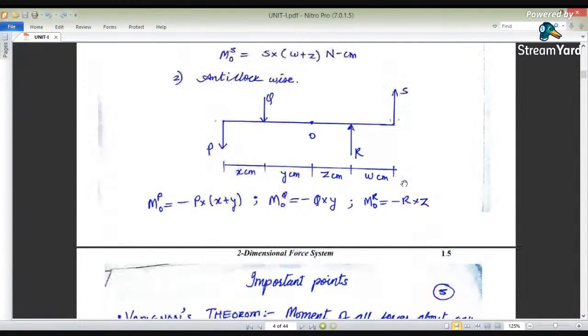Whereas for S also, we can have the moment of S about O, again in anti-clockwise direction. What is the distance for the S force? It has been separated by distance z plus w. So z plus w is nothing but the distance for S. Again we can rotate this about O as anti-clockwise.